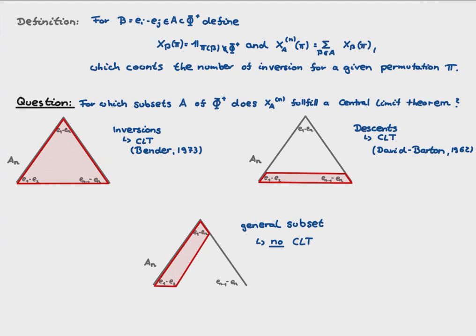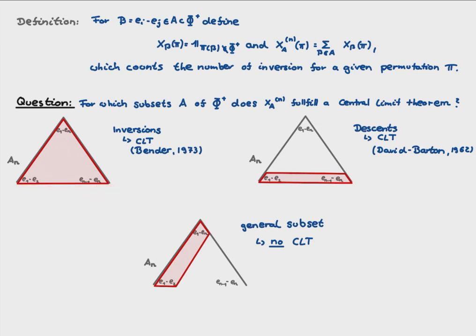And a summation over a given set A of positive roots gives us the random variable x sub A of pi, which counts the total number of inversions for a given permutation, with consideration of the chosen subset A of phi plus. The question one might ask now is for which subsets A of phi plus this random variable fulfills a central limit theorem.